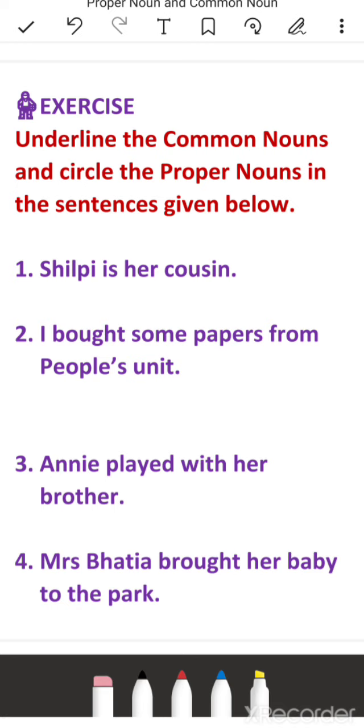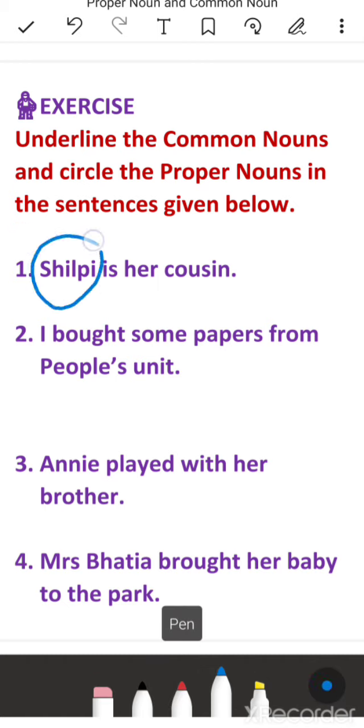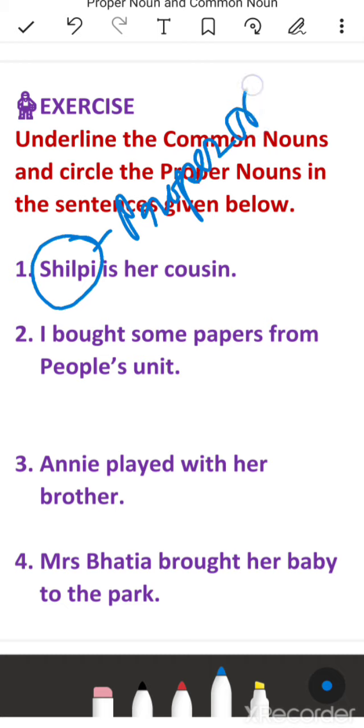Suppose here is a name written, Shilpi. Shilpi is the name of a person, name of a girl. So can you call yourself Shilpi if you are not Shilpi? Your father has given you some name. Could you call yourself by any other name? No. So that means this name cannot be shared by all, but it is the name of a person. So it is clearly evident that it is a proper noun.